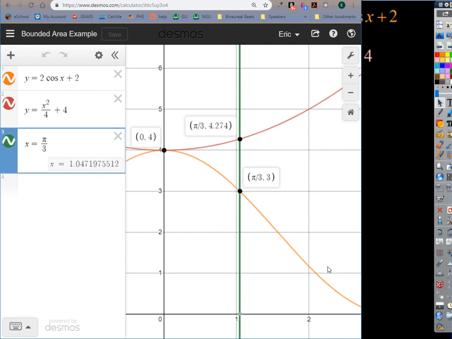Yes, Kirk, what do you think? So if you just find the area from 0 to pi over 3 under the red one and subtract the one from the other one? Bingo. That's what you do. This is called area by subtraction, right? We do this a lot in calculus.